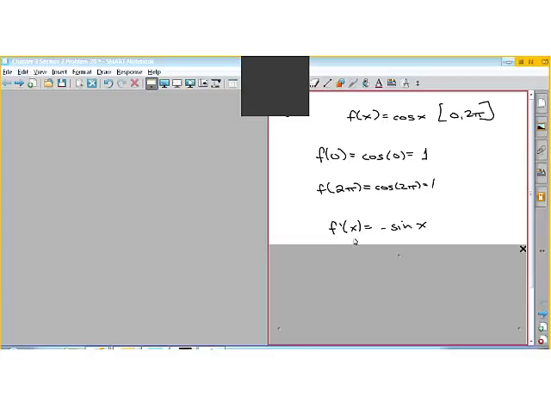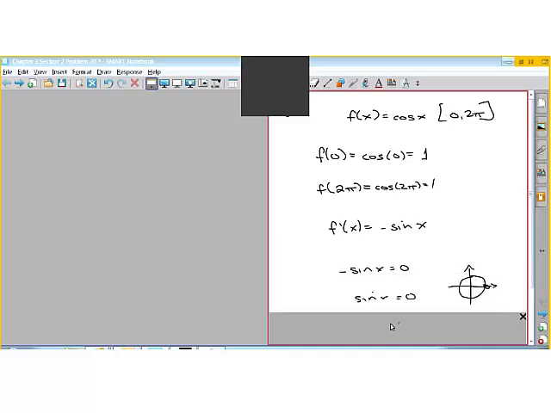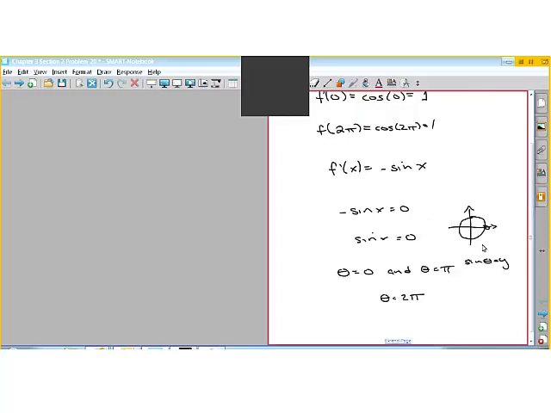So we take the derivative, f prime of x is negative the sine of x, and the question is, is the sine of x 0 between 0 and 2 pi? And the answer is yes. And you can just answer this by doing the unit circle. On the unit circle, the sine of the angle is the y coordinate on the circle. So the question is, does y go to 0 somewhere between 0 and 2 pi?